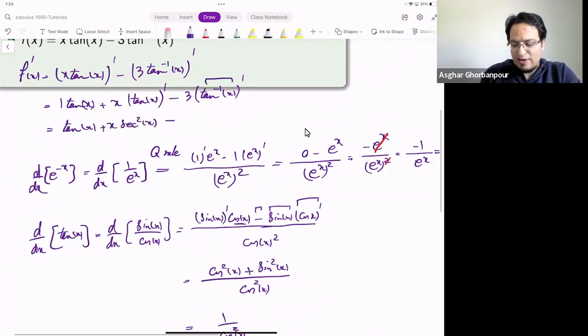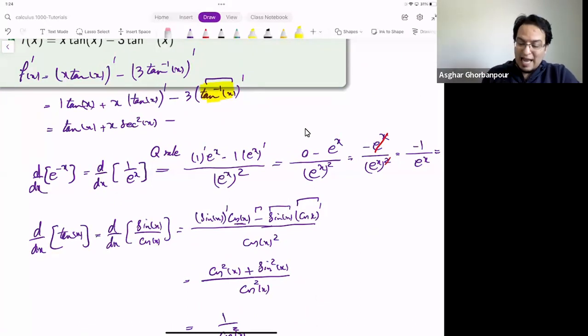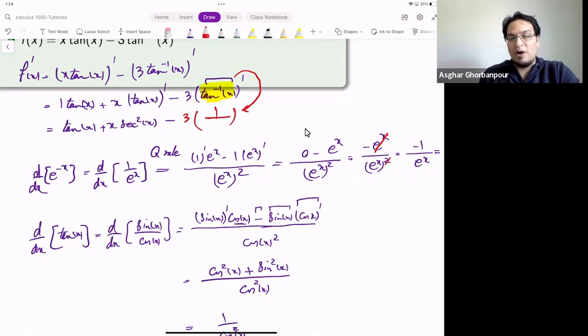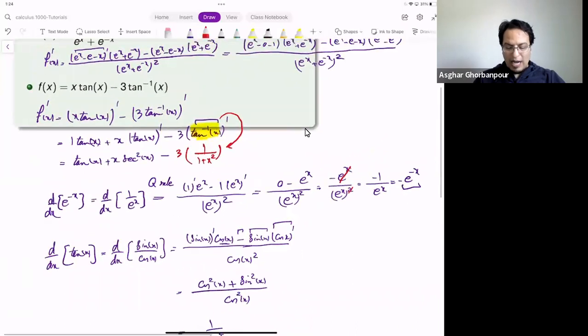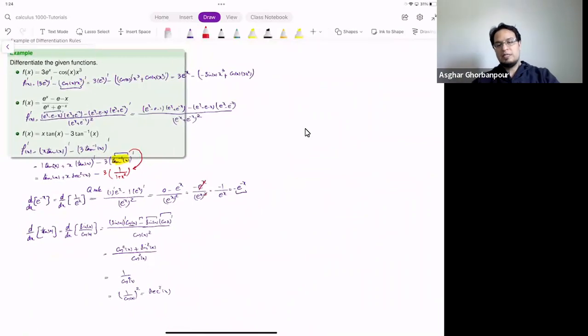Derivative of tan inverse, the inverse function. This is not 1 over tan. You have to be very careful. It's not 1 over tan. It is tan inverse. For that, we need to know a little bit more, but I will write it here as the derivative is part of our differentiation table, and it is 1 over 1 plus x squared. We will learn about that in the next session or maybe after that. But you have to be able to differentiate all these functions and use the differentiation rules as we go on.